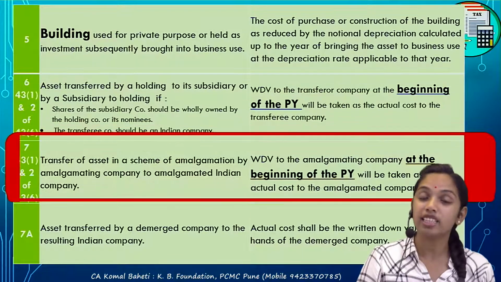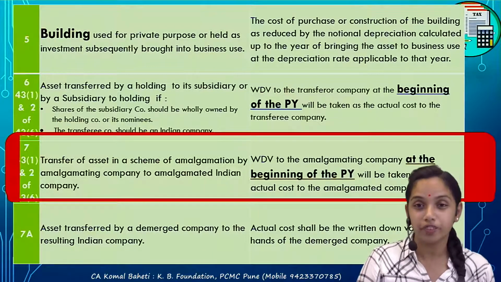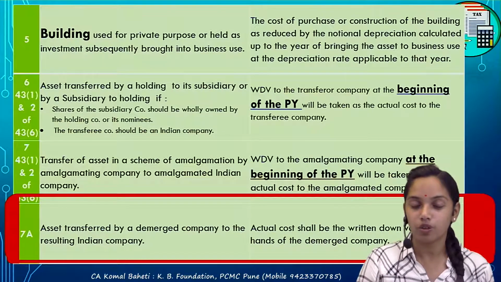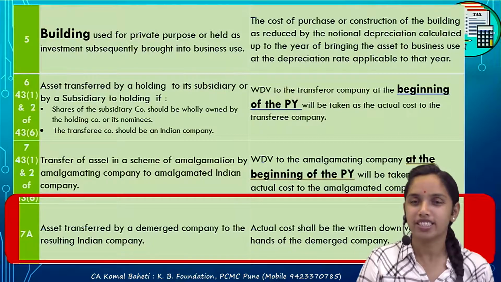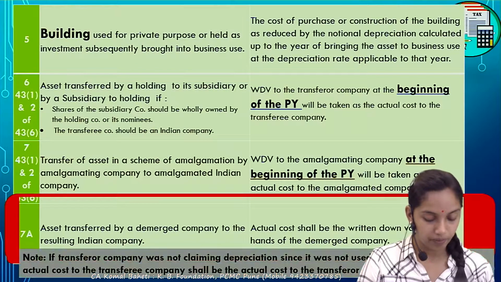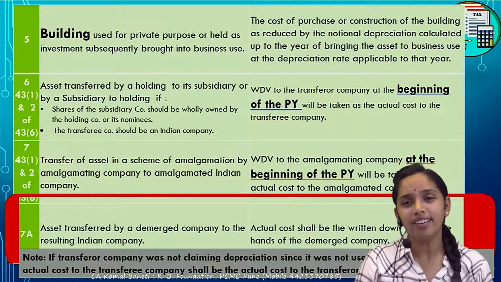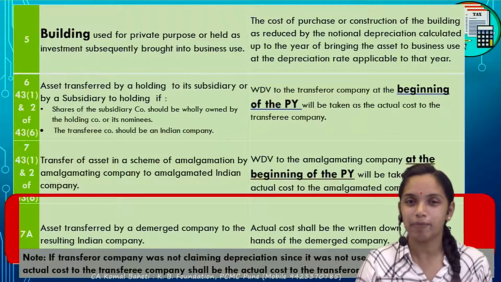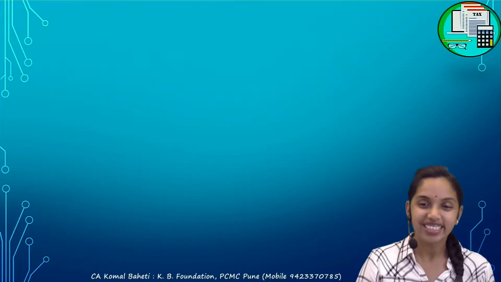The next is in the case of the amalgamation. Again, same. Whatever the WDV at the beginning of the year in the hands of the amalgamating company. Demerger to resulting, again the same. Whatever the actual cost less the depreciation, that is the WDV in the hands of the demerged company, it becomes the cost of acquisition for the resulting company. If the transferor company is not claiming a depreciation, then their actual cost would become the cost for the transferee. If they are claiming a depreciation, then WDV. There are more explanations. Do you understand?